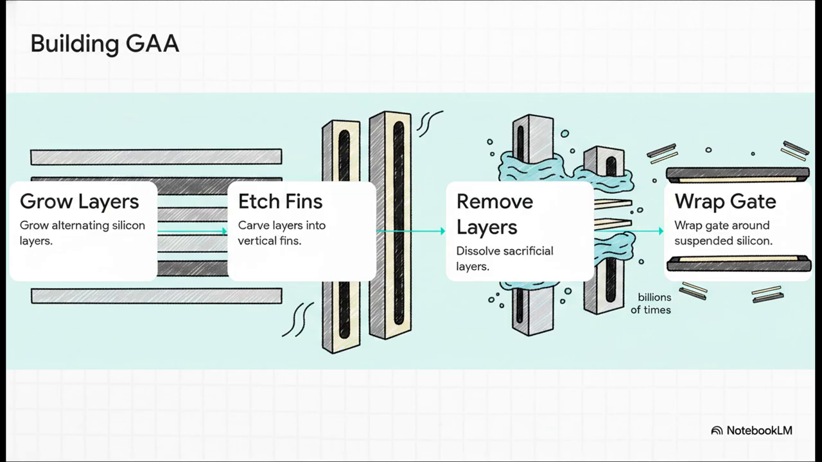To build this awesome atomic-scale architecture, we first grow alternating layers of pure silicon and another material called silicon germanium. Next, using that EUV light we talked about earlier, we carve these layers into tall vertical fins. Then comes the magic trick. We use a special chemical to dissolve only the silicon germanium, completely leaving the pure silicon layers behind. They're left hanging in mid-air, like tiny suspended microscopic bridges. Finally, we carefully wrap the gate material around every single suspended bridge. And we do this billions of times on a single chip.